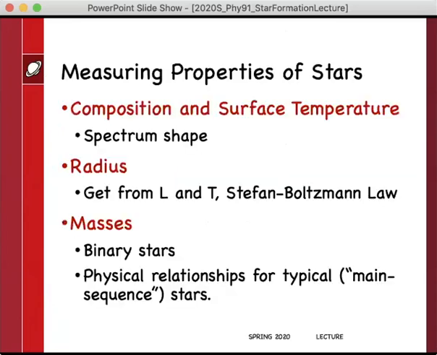All right, so composition, surface temperature, what stars are made up of. The takeaway here is that we can tell what they're made up of based on the kind of light that they emit.